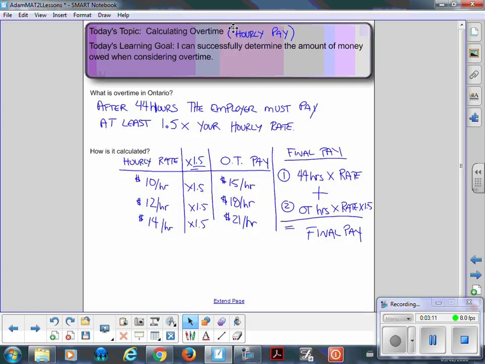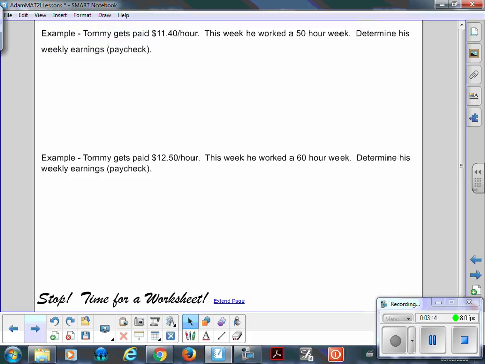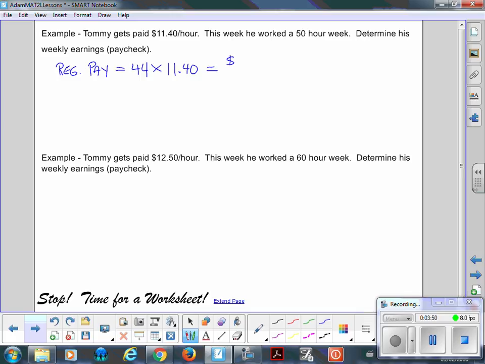I have a couple of examples with that. Tommy gets $11.40 an hour. This week he worked a 50-hour week. What is his weekly earnings? I'm going to set it up the same way. Regular pay is equal to a 44-hour week multiplied by 11.40. So 44 times 11.40, and we got $501.60.